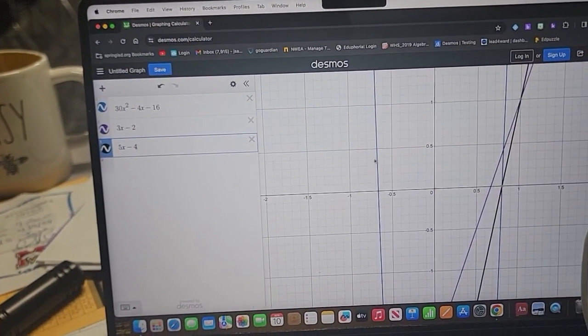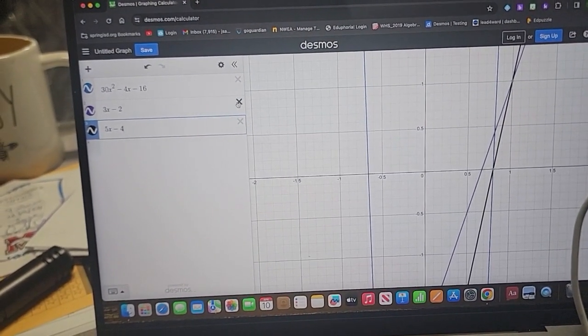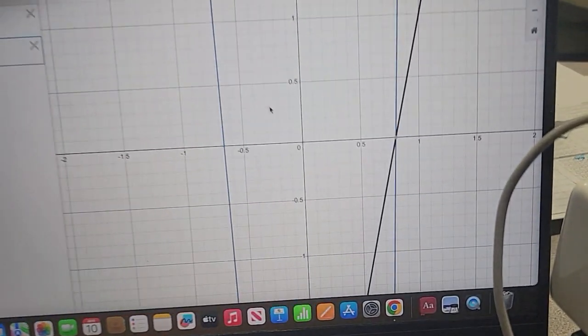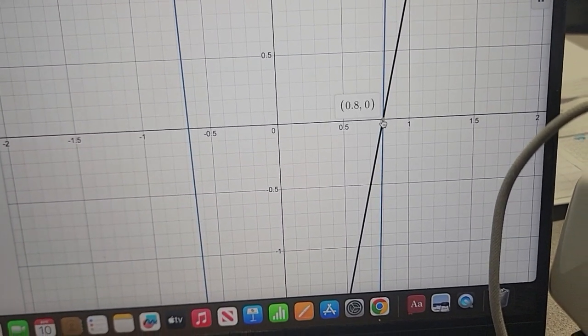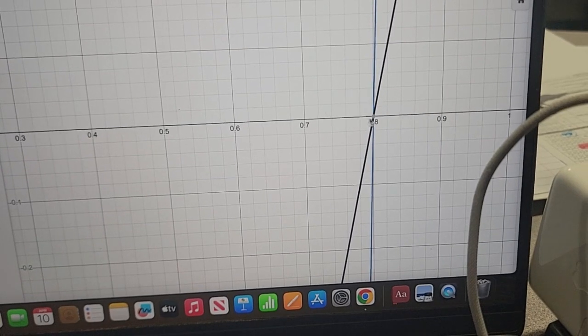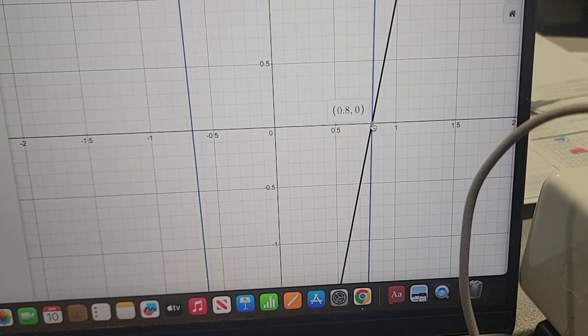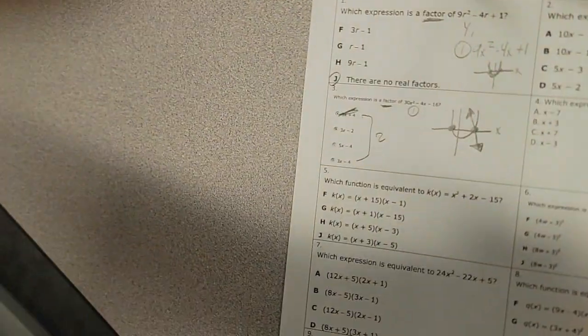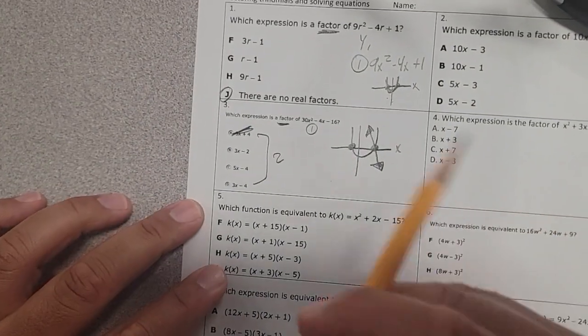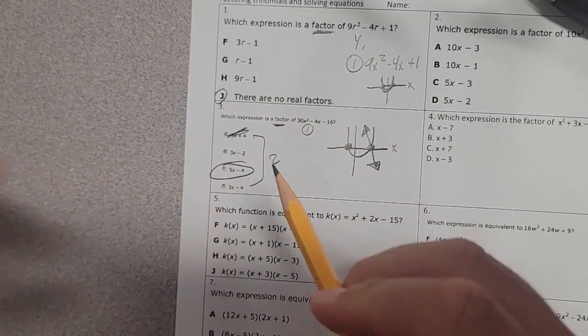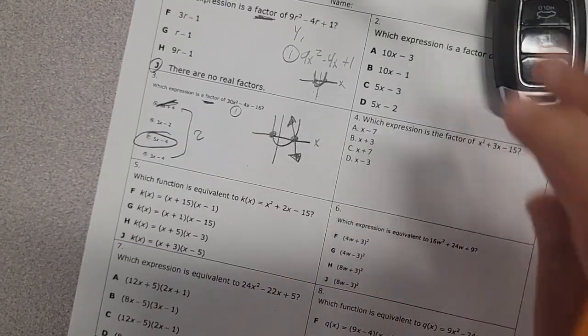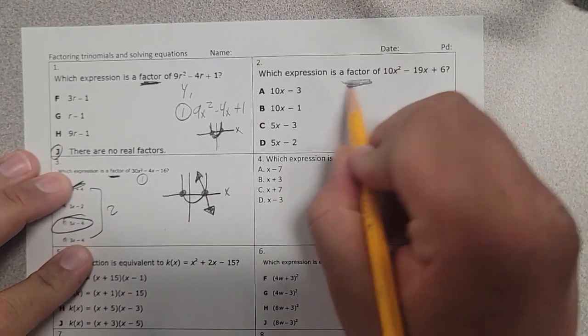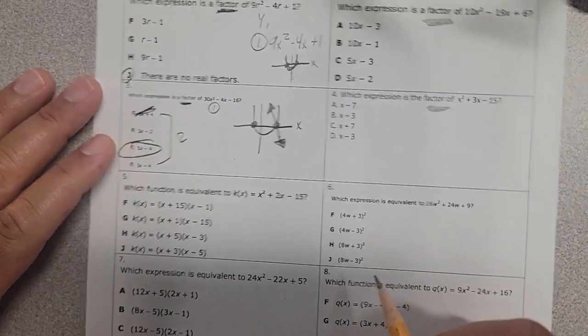All right, so you don't have to type them in at the same time. So here's what I'm talking about. This is crossing, the black line is crossing at the same spot on the x. So this is the answer. Okay, so my answer should be C. All right, so whenever you see the word factor, that's what you're looking for. So all these factors, you're gonna have to use Desmos for that.